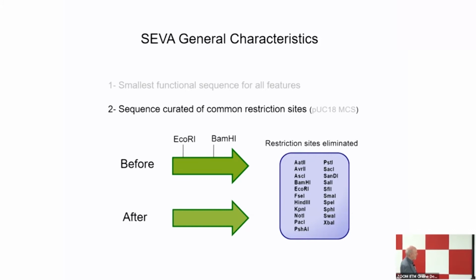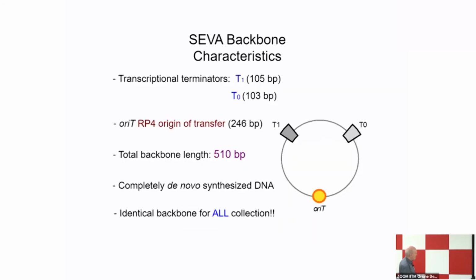So one of the components can be this one, but this is a natural sequence, but we have these two sites there that we don't want. So we resynthesize, we edit the sequence to synthesize, to eliminate these two sites. Now, what are the characteristics of the backbone?